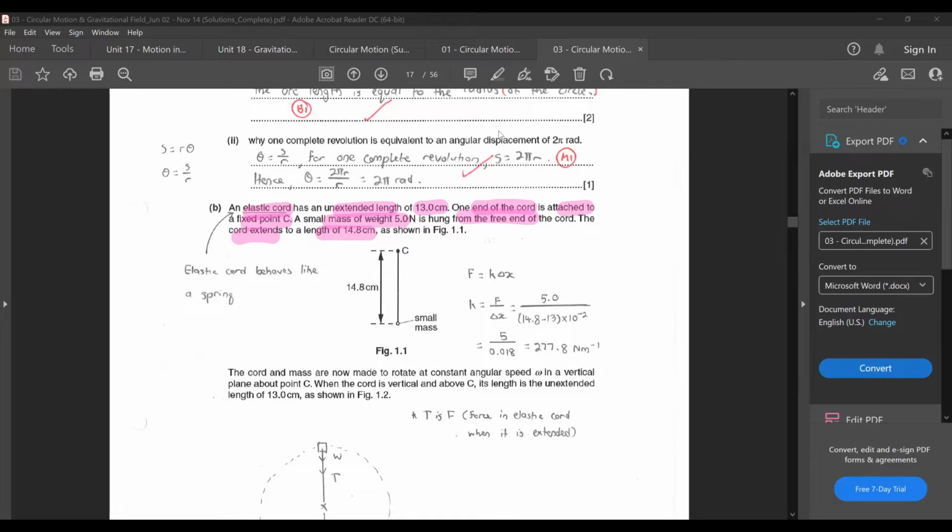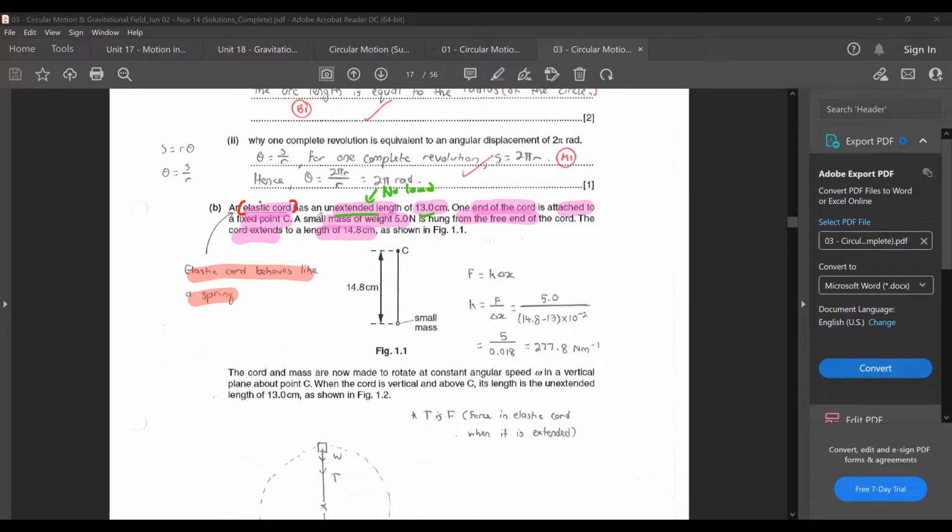Okay, now one key thing to recognize here is that they mentioned that this is an elastic cord, meaning to say it can stretch. So when it can stretch, it actually behaves like a spring. Okay, if you apply a load onto it, the cord will extend under the load. So the subsequent description actually is telling you about that. They originally tell you that the unextended length was 13 centimeter. This one is when there is no load.